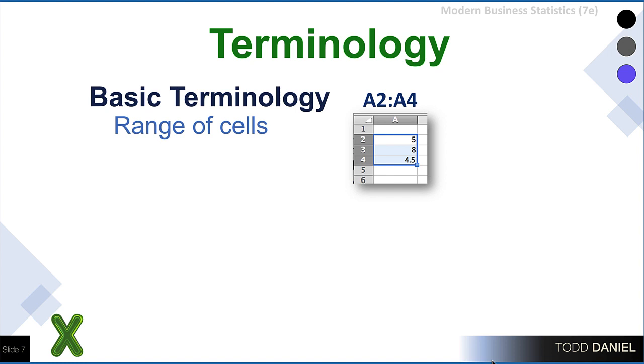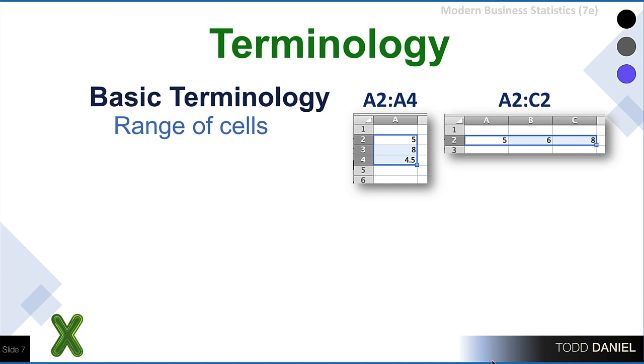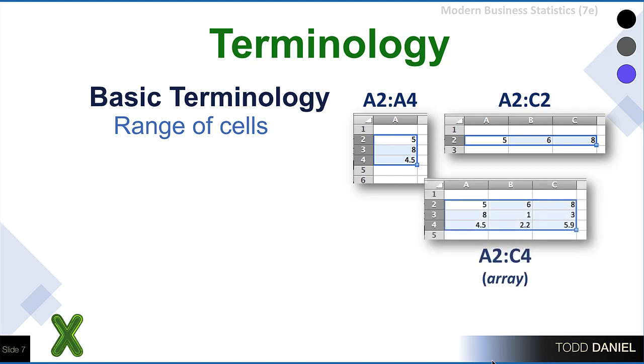This is working through a column. If we're looking at a row, we might reference cell A2 to C2. Those are our columns. And we could also work with an array of cells, and we would reference these by referencing the upper left cell, A2, followed by the lower right cell, C4, and this is called an array.